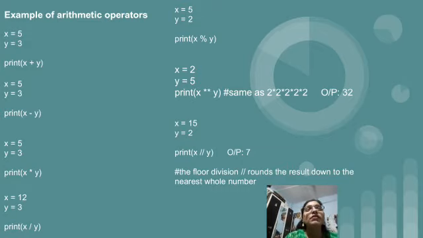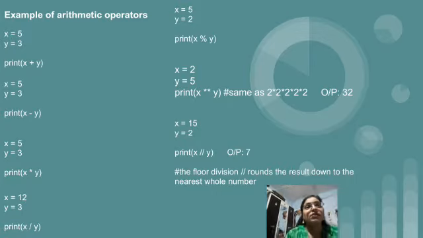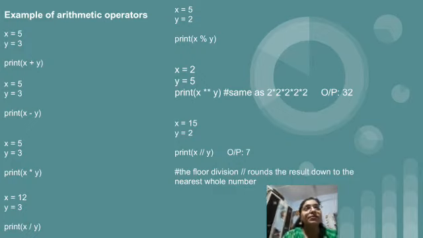This floor division will round the result down. That is, we have the result 7.5, and it will round it down to the nearest whole number. The number is between 7 and 8, so it will take the lower value, that is 7 will be your output. So that is floor division. This is about arithmetic operators. Again, addition, subtraction, multiplication, division and modulus are the same as in other programming languages, but 2 new operators are there in Python: exponentiation and floor division.